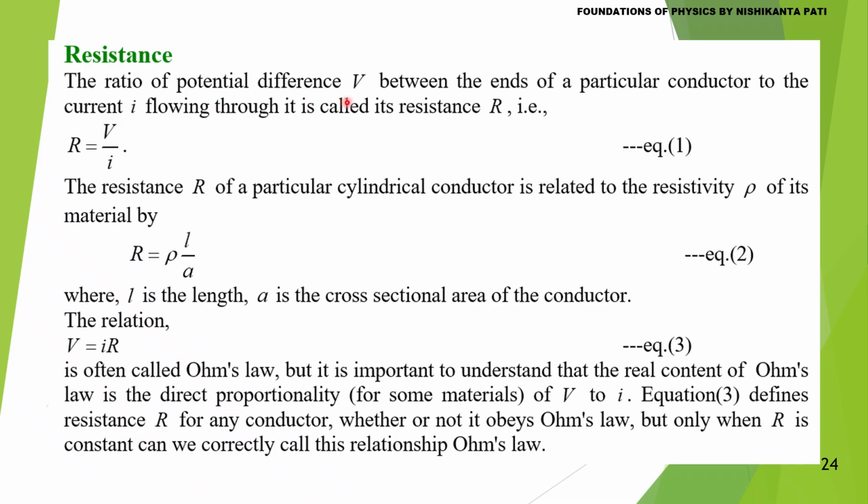The ratio of potential difference V between the ends of a conductor to the current I flowing through it is called the resistance. So R is equal to V by I. The resistance of a cylindrical conductor is given by rho L by A. From this V is equal to IR. This is a general equation. It is not Ohm's law. This will be Ohm's law if R is constant at a constant temperature, then V is proportional to I.